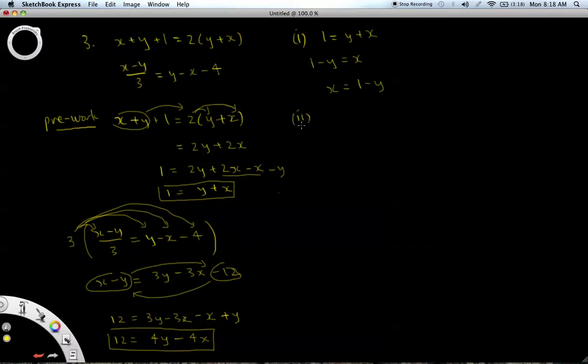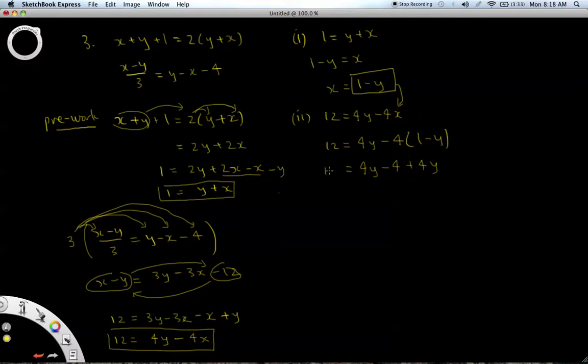Now sub this into the other equation. So the other equation is this. I'm going to sub this in for x. So this becomes 12 equals 4y minus 4, and x is 1 minus y. Don't forget the sign is 4y.